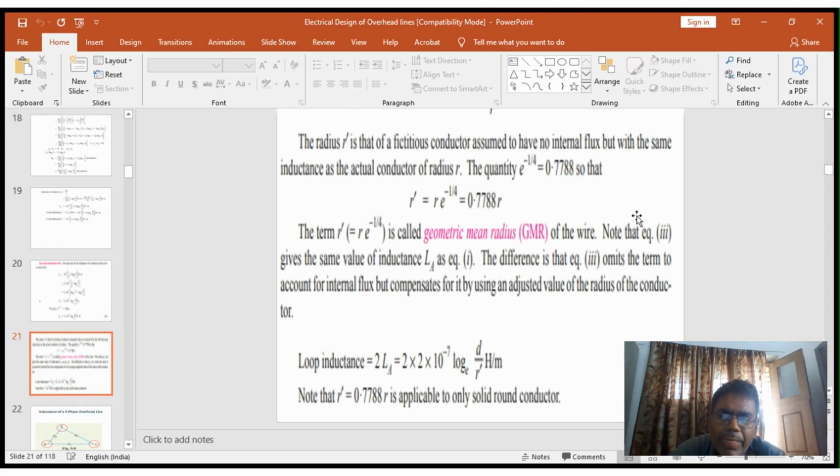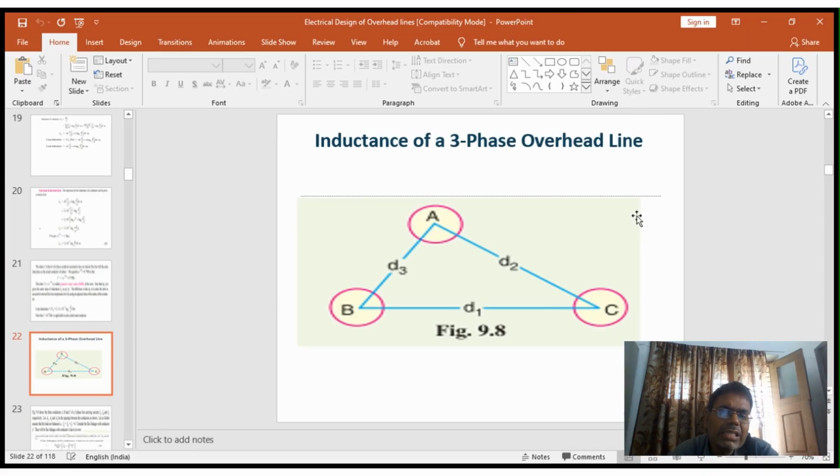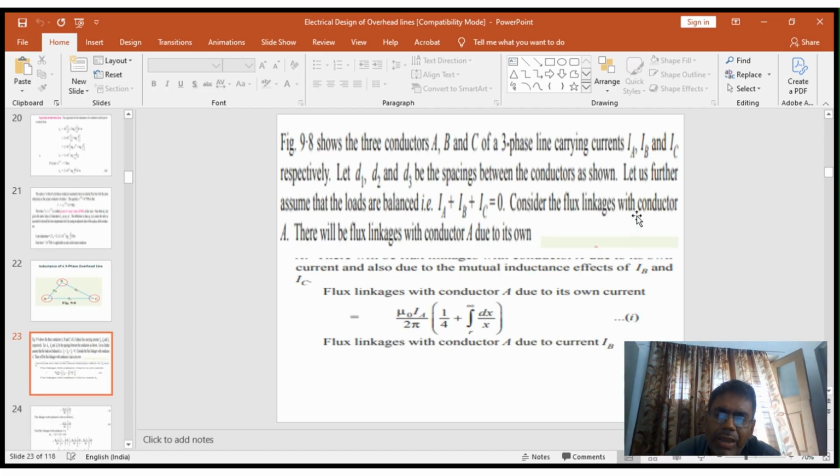Similarly, in case of a three phase overhead line, d1, d2, d3 are the distances between the conductors. D1 is the distance between B and C, d2 is the distance between A and C, d3 is the distance between A and B. Then, to find the inductance of conductor A, we find the flux linkages of conductor A due to its own current and the mutual inductance effects of Ib and Ic.